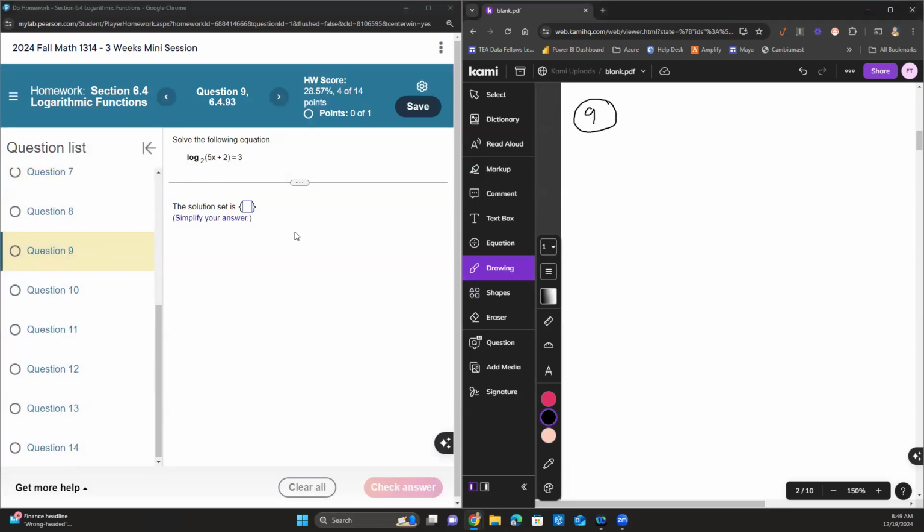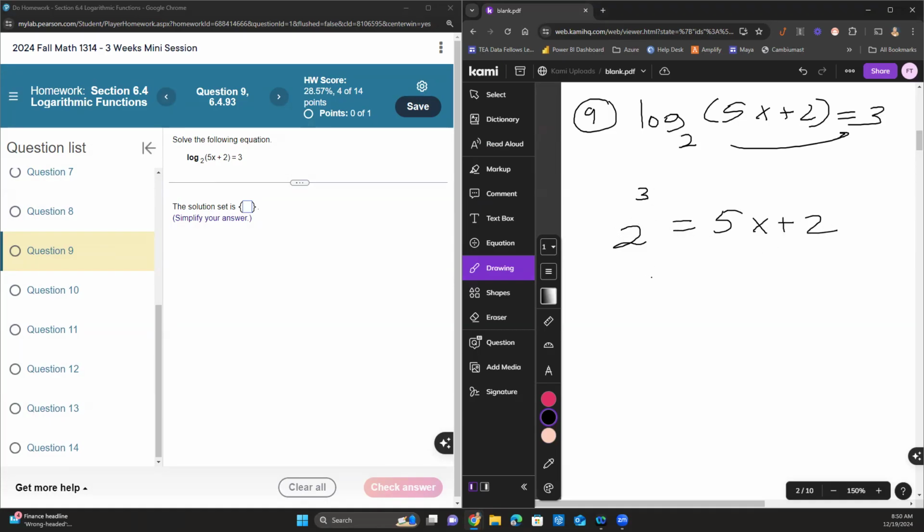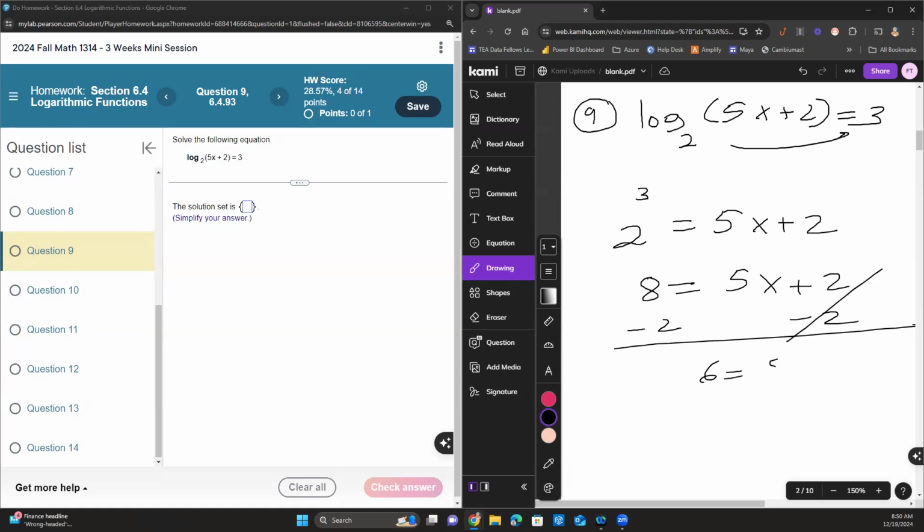I have a very similar question, so we're going to practice this one more time. I have log base 2 of 5x plus 2, and this is set to 3. So we want to solve for x. The base is 2. I am going to raise it to the 3rd power, and this is set to 5x plus 2. So 2 to the 3rd power is 8, and then this is 5x plus 2. Subtract 2 on both sides. So I get 6 is equal to 5x, and then divide each side by 5. So x will be equal to 6 over 5 for this question.